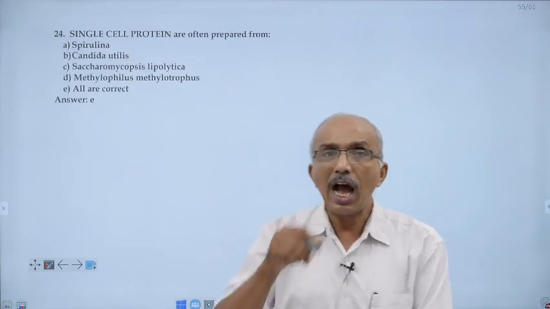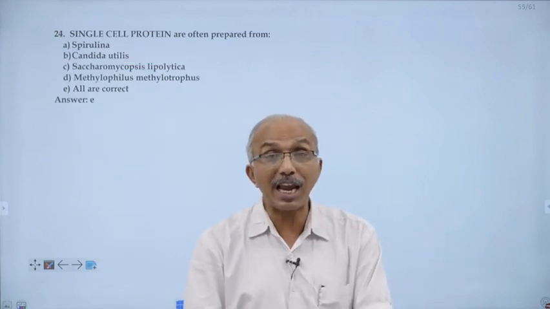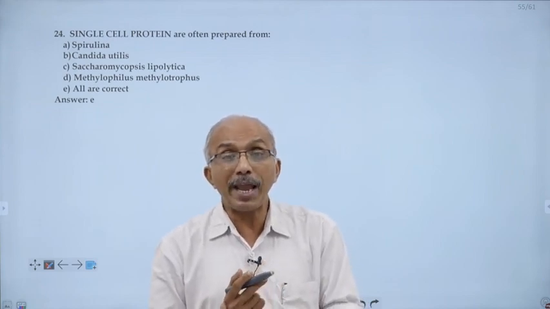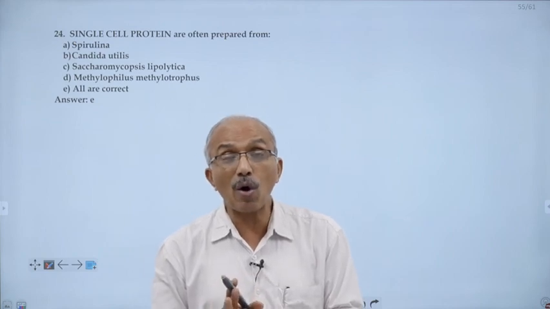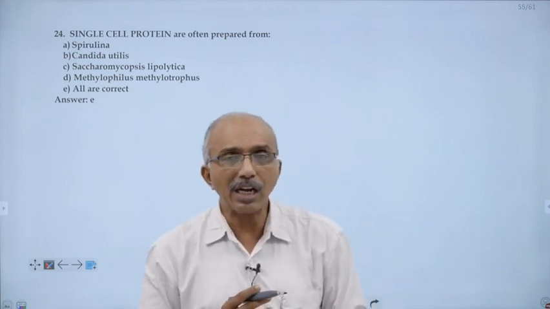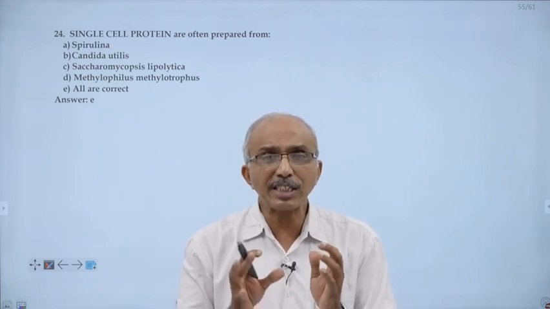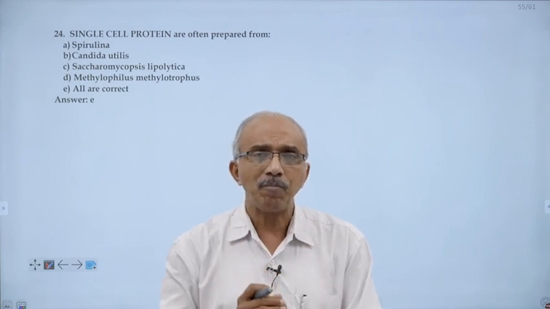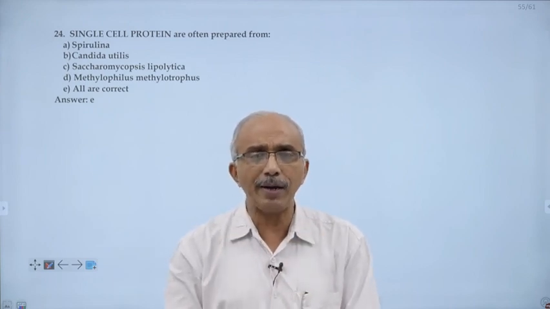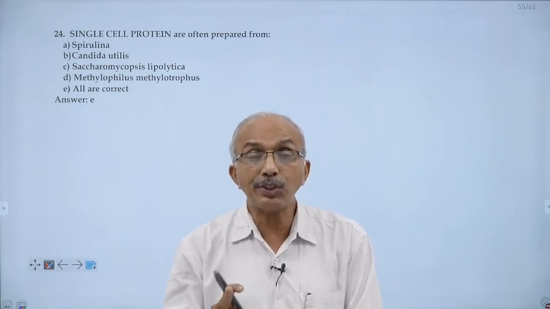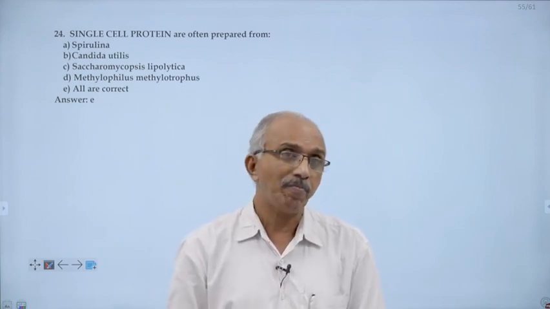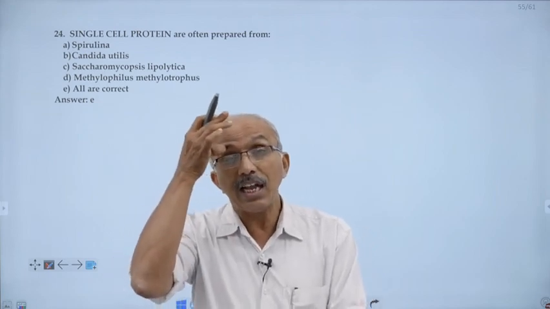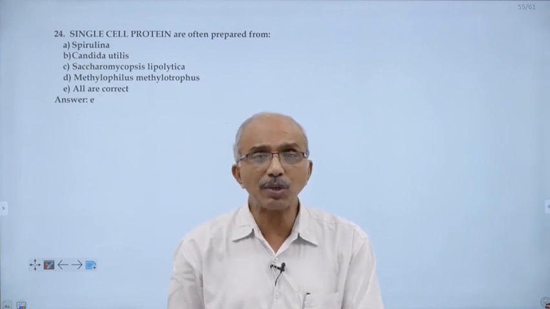Question 24 asks about single cell protein. Single cell proteins are produced by culturing microorganisms. Single cell protein is a mixed type of protein obtained from culturing of microorganisms. It is a cheap method of producing protein, in the laboratory using waste materials.